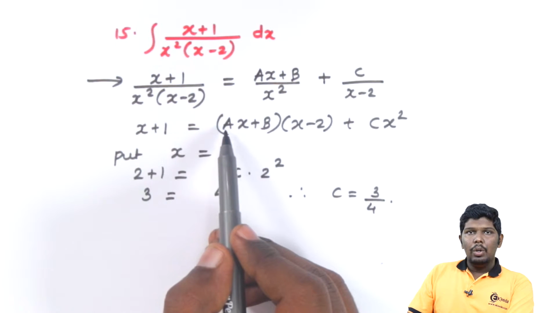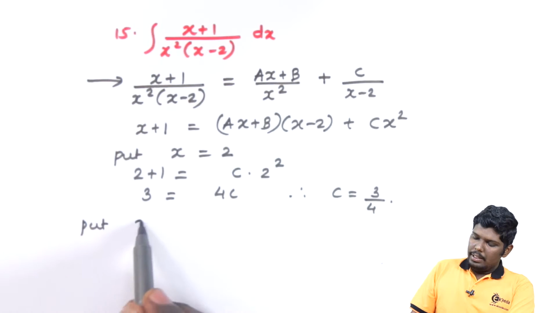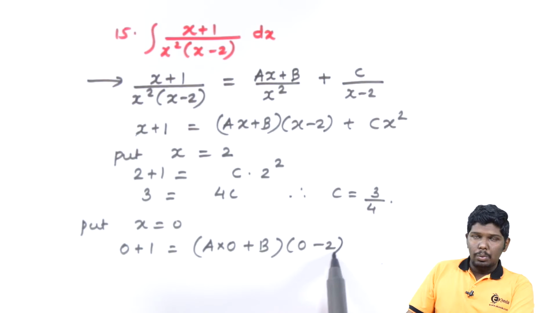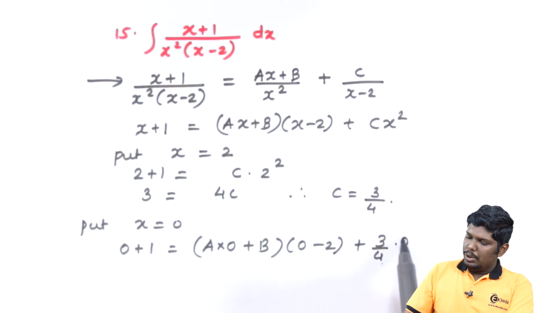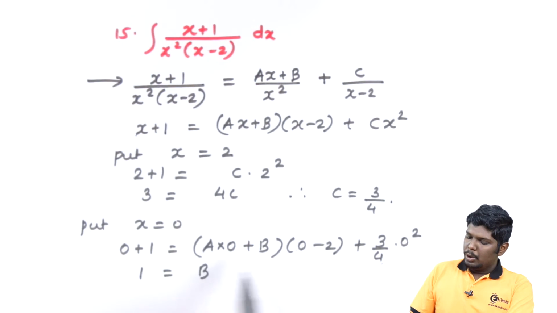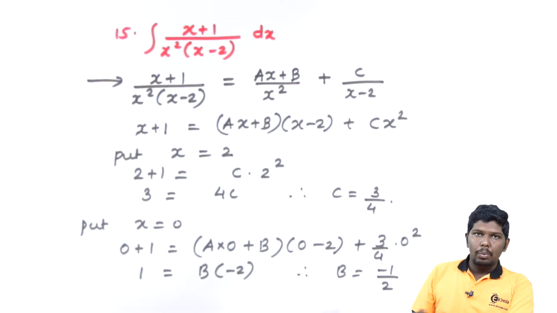Now to find the value of a or b first, you can first put the value of x as 0. Put x as 0. This will give you 0 plus 1 is equal to a into 0 plus b, further we have 0 minus 2 plus the value of c is 3 by 4 into 0 square. 0 plus 1 is 1. a into 0 is 0. 0 plus b is b. 0 minus 2 we have minus 2 and this part is also 0. Therefore the value of b will be minus 1 upon 2.